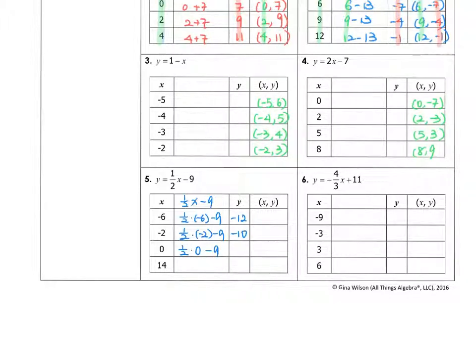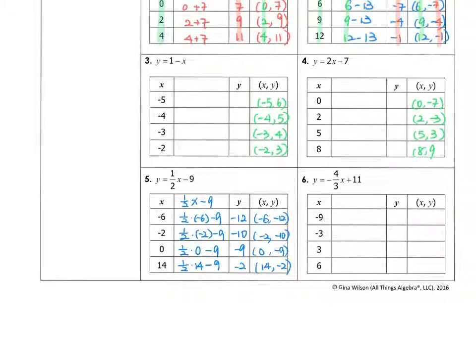Those are one of my favorite numbers because anything times 0 gives me 0. 1/2 times 14 should give me 7. 7 minus 9 should give me -2. So that is your number 5. And then you just gather all the x's and match it with all the y's. You just rewrote your ordered pair in here. So this x is 14 and -2.